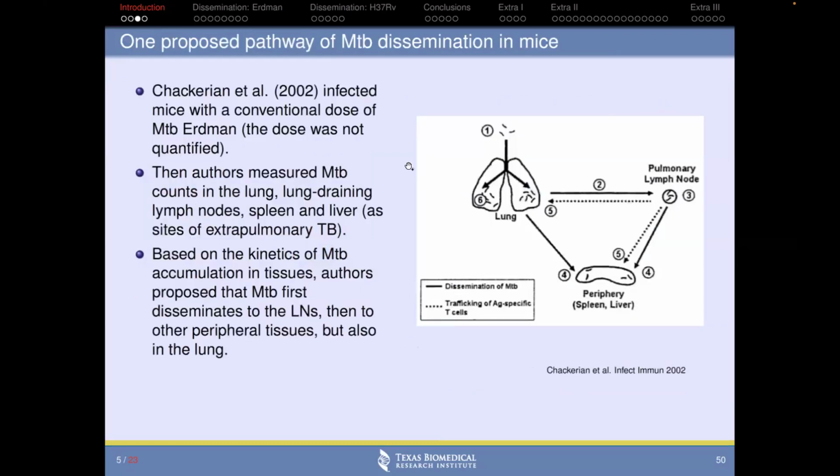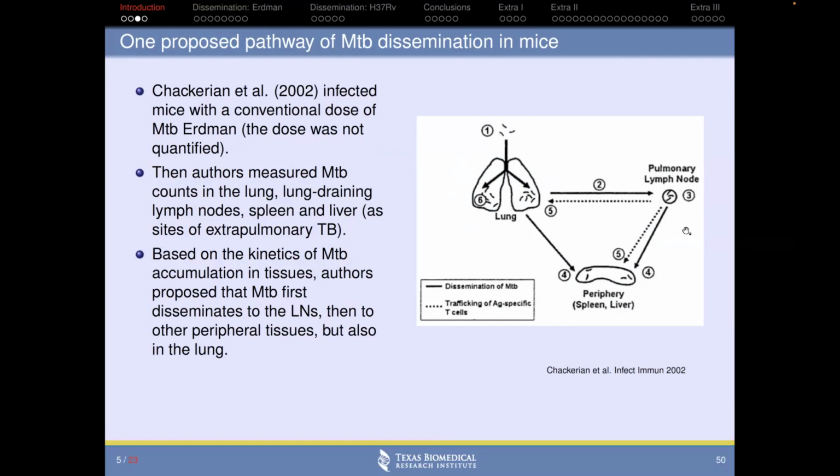We are not the first to ask that question. In fact, this particular study has already asked it: how do bacteria, after initial infection of the lung, disseminate to other tissues? So they did the following experiment. They infected mice with a relatively low dose of a particular MTB strain called Erdmann. They didn't really quantify the dose, so we don't know how many bacteria were inhaled by the mice. And then they measured at different time points how many bacteria are found in the lung.